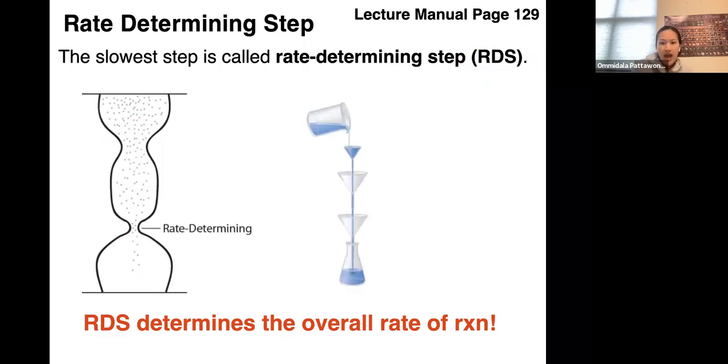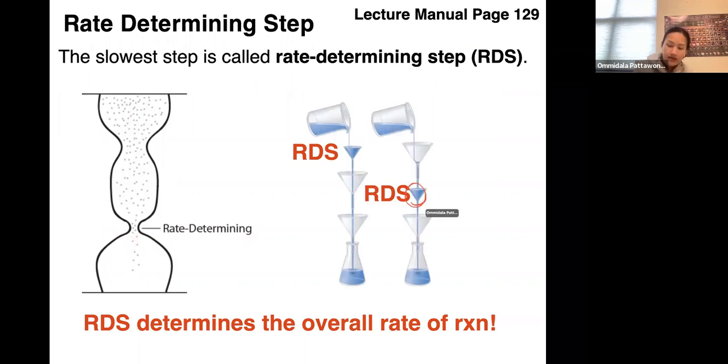Same thing if you have different funnels like this. The first step is slowest, so in this case it doesn't matter how fast the second and third steps are, it's going to be determined by the first step anyway. So the first step is the rate determining step. Same thing in the second scenario: if the second step is the slowest, it doesn't matter how fast the first and last steps are, it's going to be determined by the second step.